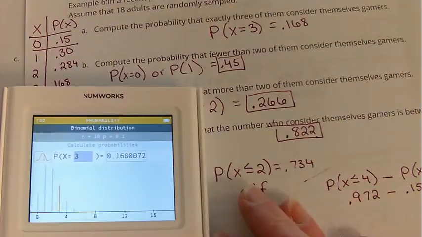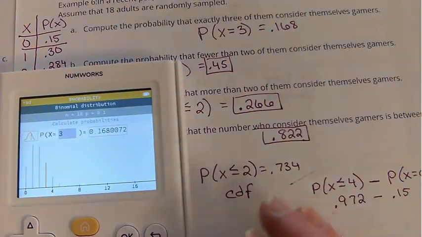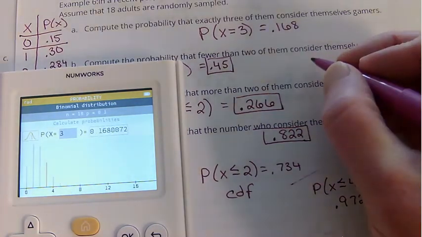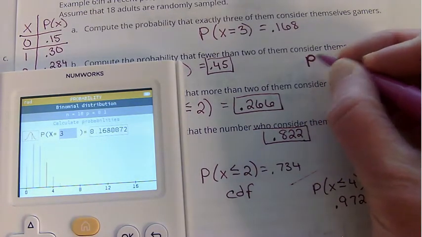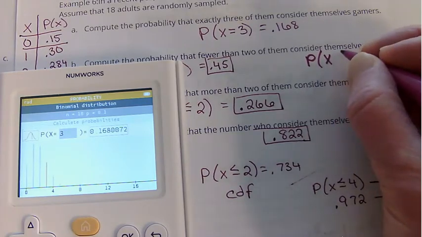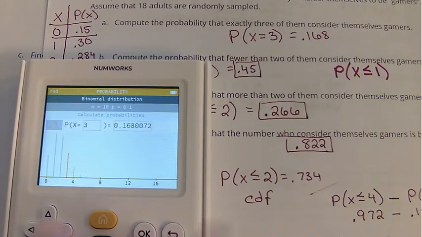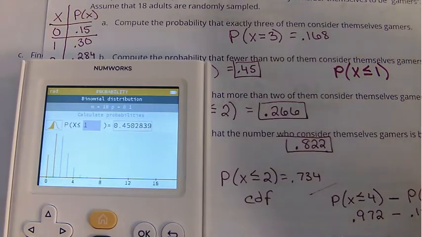Now, probability of being fewer than 2. For the calculator, fewer than 2, it wouldn't be less than or equal to 2 because it doesn't say equal to 2. This would be the probability of being less than or equal to 1. So I'm going to arrow over, and I'm going to pick the less than, and less than or equal to 1. And it gives me 0.45.